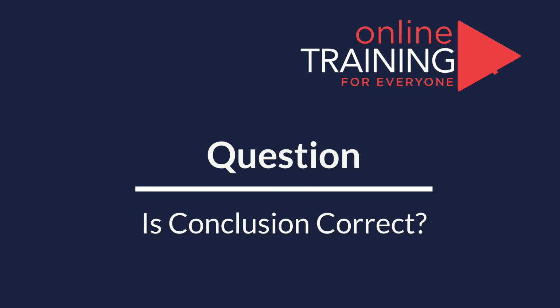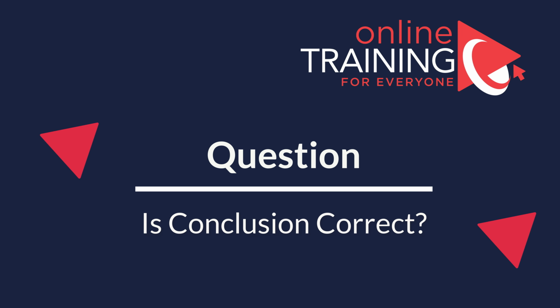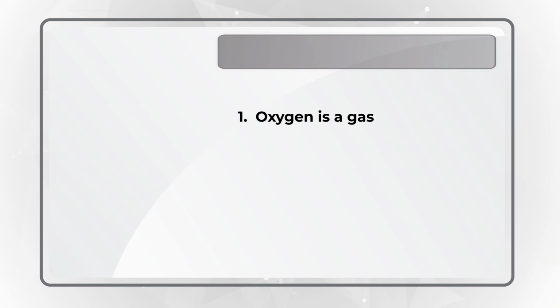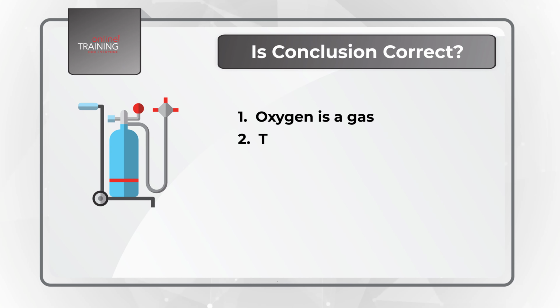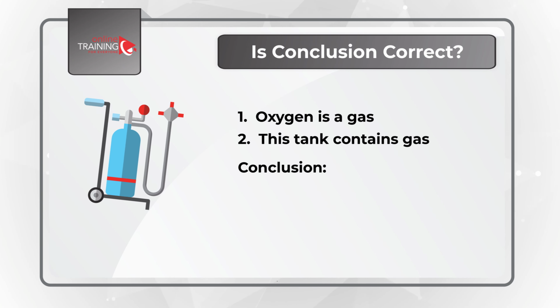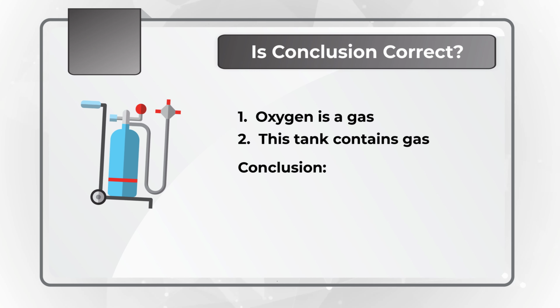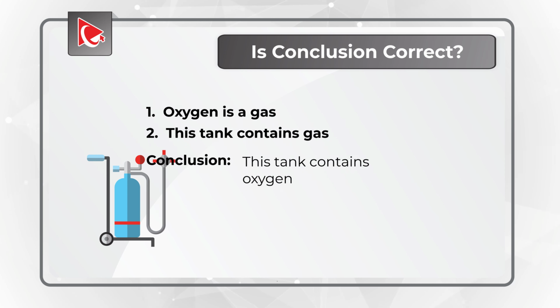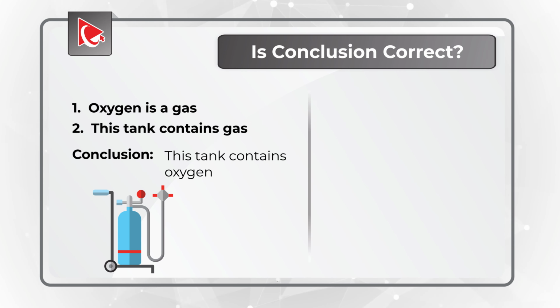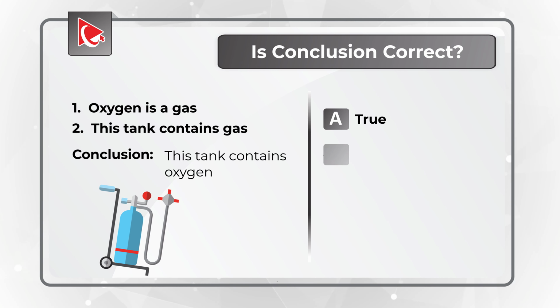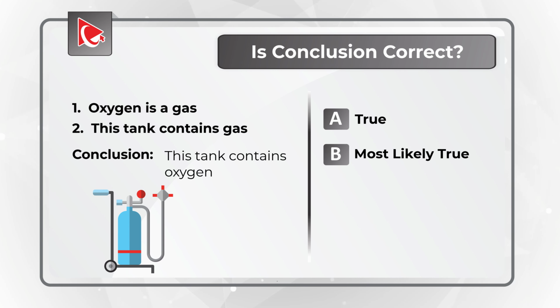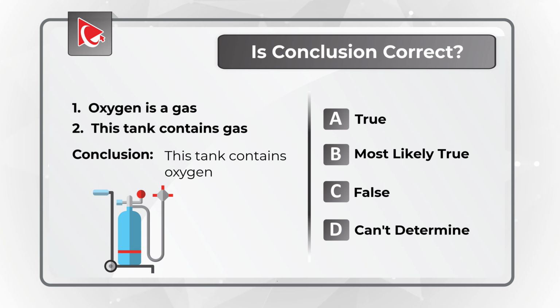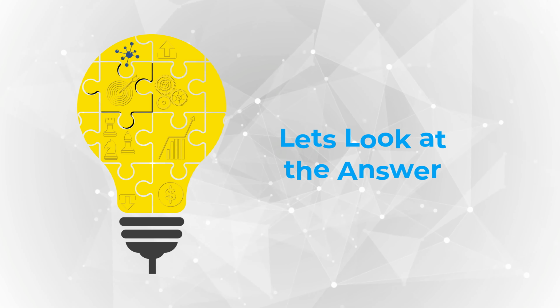Let's look at the question where you need to come up with the logical conclusion. Oxygen is a gas. This tank contains gas. The conclusion that was drawn based on these 2 statements is that this tank contains oxygen. You need to determine if this conclusion is correct, and your choices are choice A, true, choice B, most likely true, choice C, false, and choice D, cannot determine. Do you see the answer?